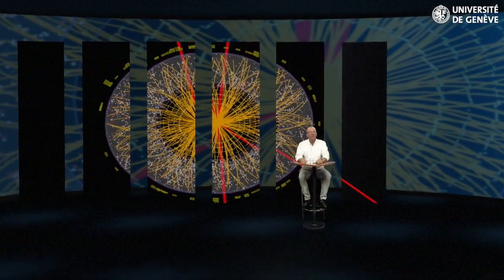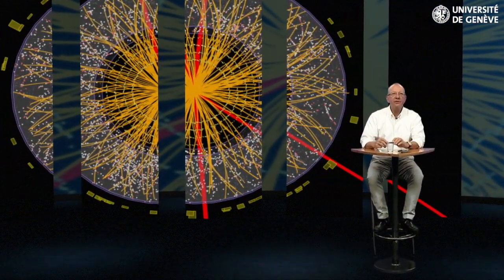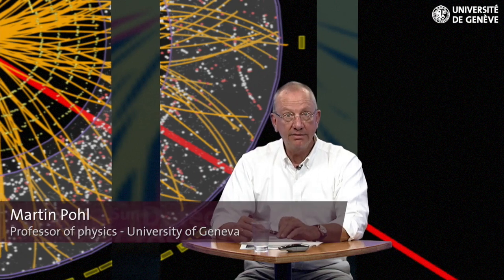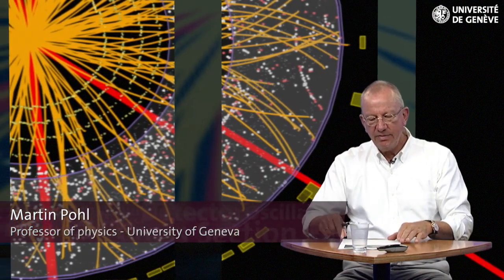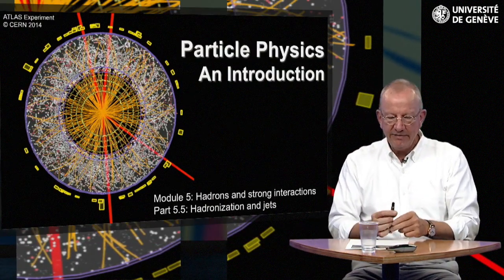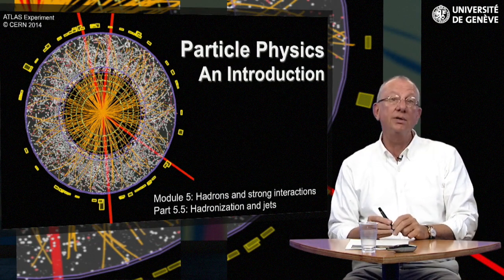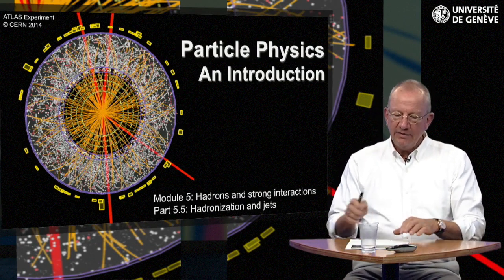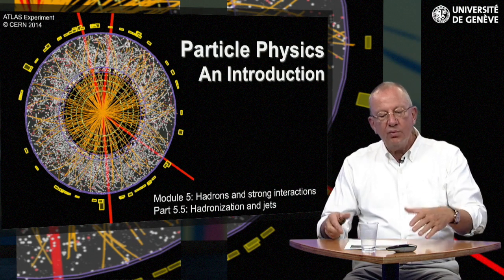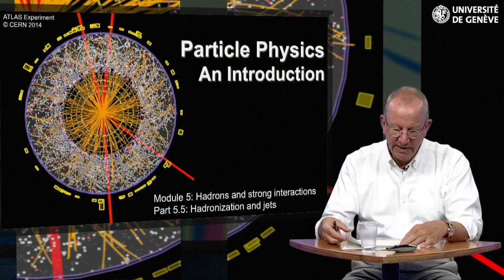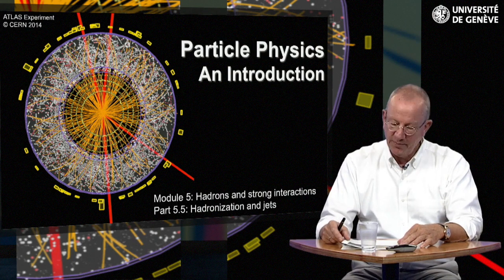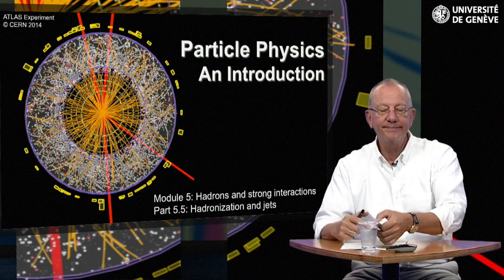In this fifth module, we are discussing the internal structure of hadrons and strong interactions. In this fifth video, we will examine the consequences of the fact that strong interactions become stronger with distance. After having watched this video, you will understand why one cannot observe free quarks and what happens when a quark-antiquark pair is created in vacuum.